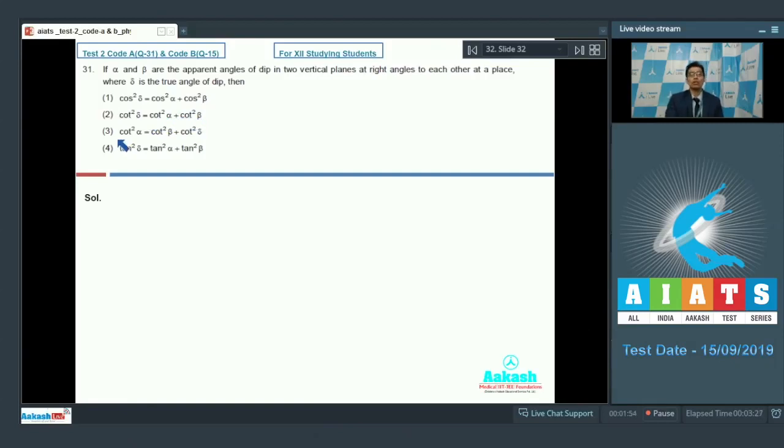The third option, which says that cot square alpha is equal to cot square beta plus cot square delta, or the fourth option, which is tan square delta is equal to tan square alpha plus tan square beta.